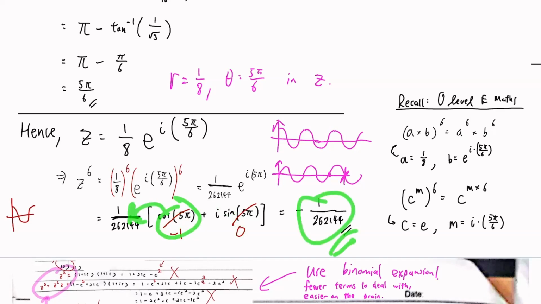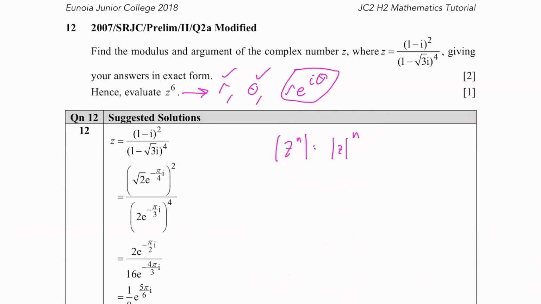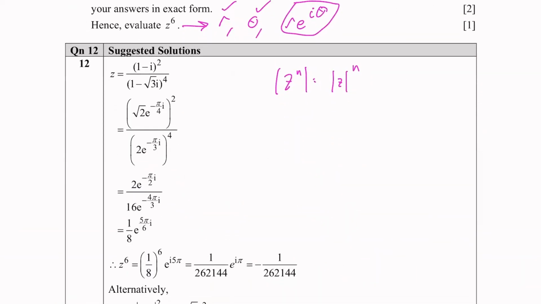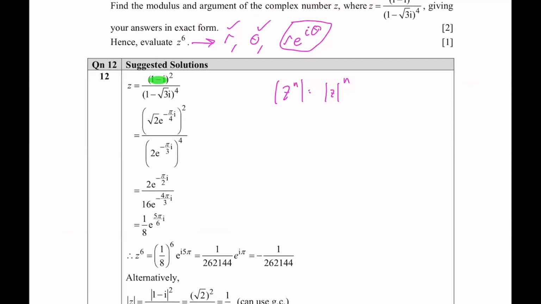There is another solution which they did by converting each of the complex numbers into re^(i theta) format straight away. So 1 minus i, you can find the r is square root 2. Then the angle as well, you can find out it's -pi by 4. Do you need me to show you?